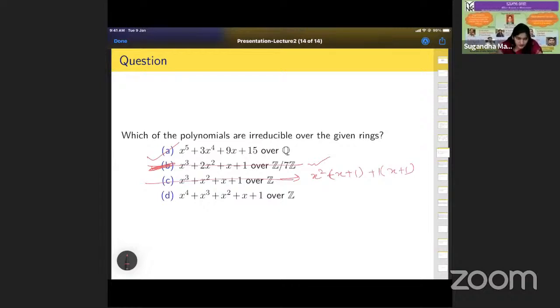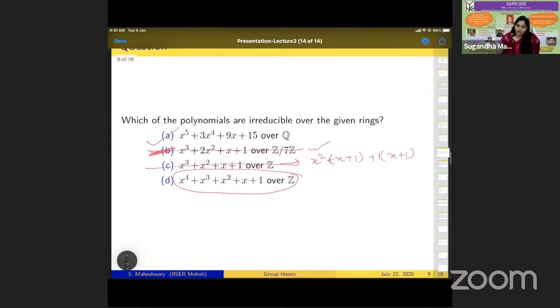Now the question is about D. So this is a polynomial that I'm talking about, and I claim that this is an irreducible polynomial. Why is that so? That is something that we will have to look at. The hint to this is, the answer comes again by Eisenstein criterion.